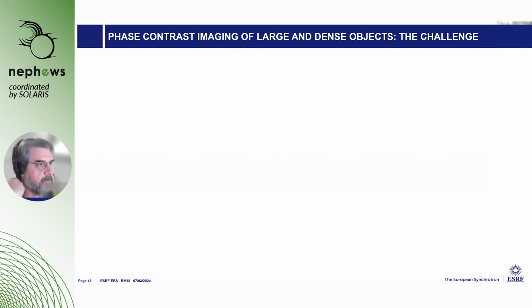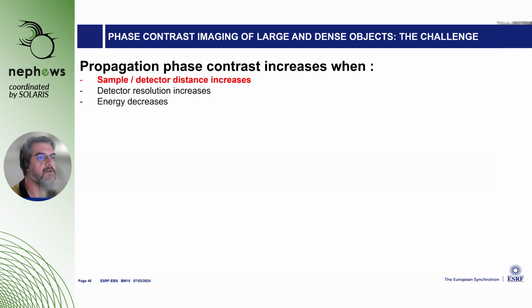So now let's move. All these examples are quite old. I will move to the more recent aspect and to the real challenge of propagation phase contrast. The thing is, if you want to image large objects with high contrast, many things go in the bad direction when you increase the size of the sample. You have to know that when you want to have stronger propagation phase contrast, you have different ways to do that. You can increase the distance between the sample and the detector. You can have a higher resolution detector, or you can decrease the energy. But if you want to image large objects, you cannot decrease the energy. You have to increase the energy, so you will lose coherence.